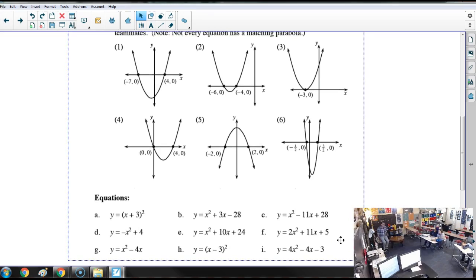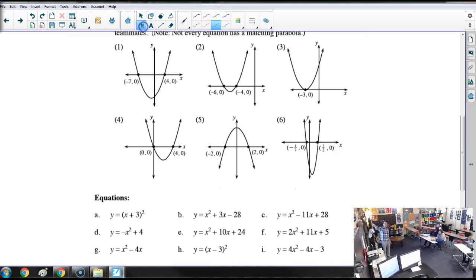What do we know about graphs like 3? They only have one x-intercept, because the x-intercept is its vertex. So what type of equation are we looking for there? It's got a special name. A perfect square.